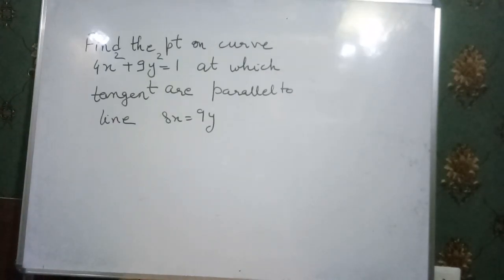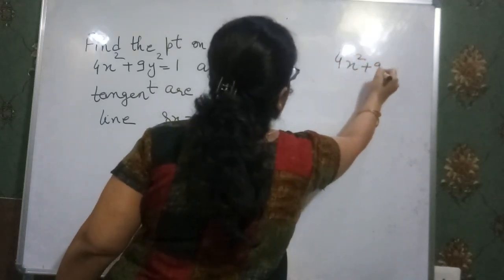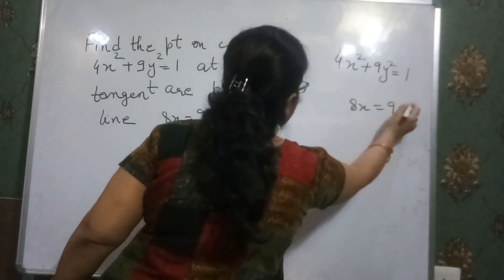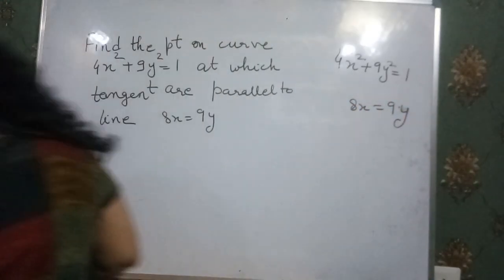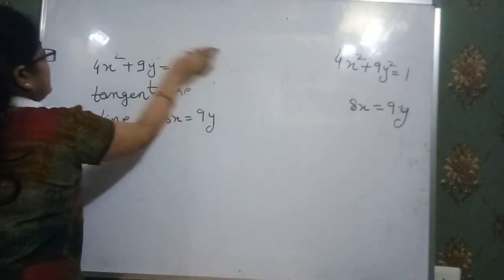Now there's a question: find the point on the curve 4x square plus 9y square is equal to 1 at which tangents are parallel to the line 8x is equal to 9y. So this curve is an ellipse. That means we have to find the points on the ellipse where the tangent is parallel to the line 8x is equal to 9y. Okay. Now just watch the question, how we do that.